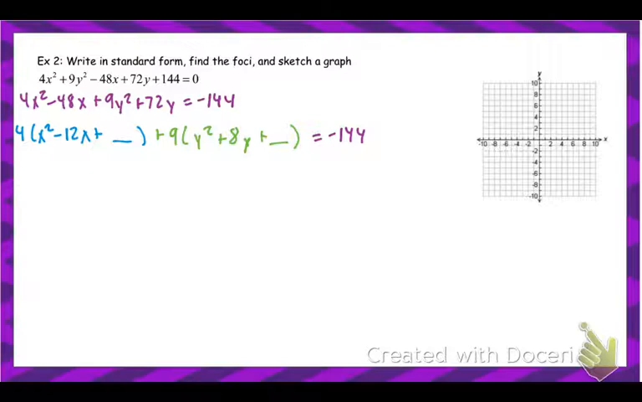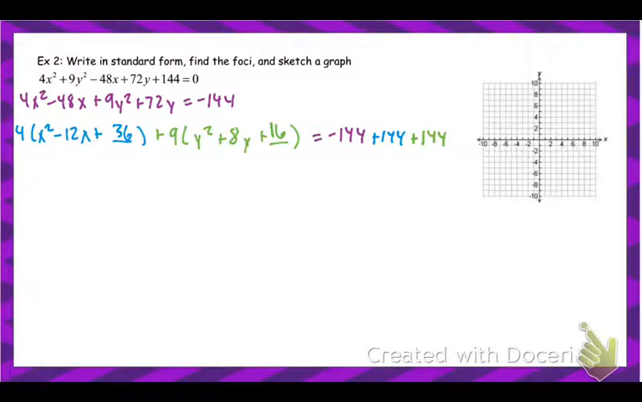Okay, the number in the first blank, negative 12 divided by 2 squared is 36. But I didn't actually add 36 to this equation. I added 36 times 4 to this equation, which is 144. And the green spot, 8 divided by 2 squared is going to be 16. And again, I didn't really add 16. I really added 9 times 16, which is also 144.